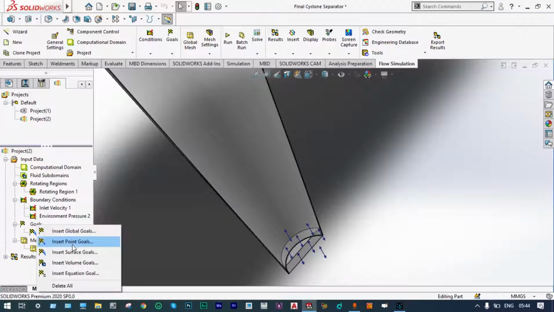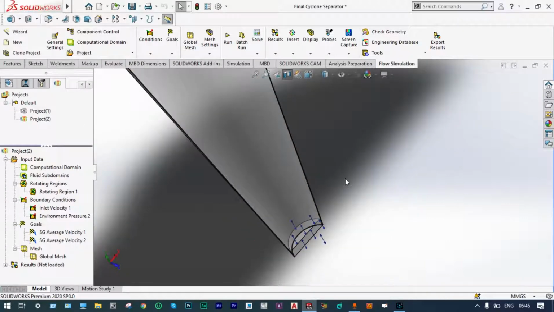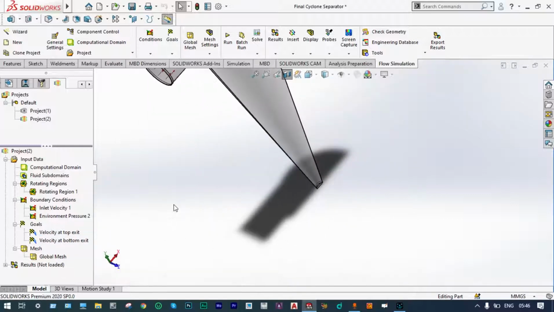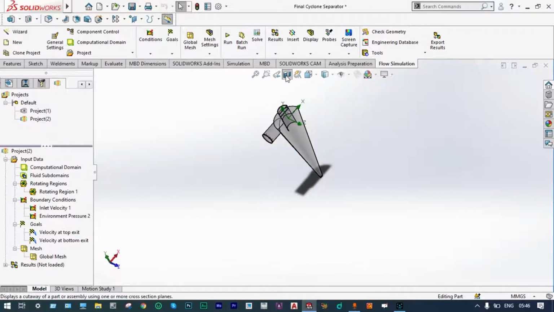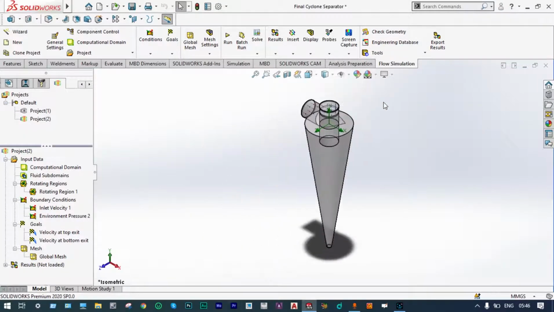Goals. Insert surface goal. You have to have average velocity of fluid at the bottom part. Selected. Two goals we have defined. Now we can rename these things as velocity at top exit, and the second one we can rename as velocity at bottom exit. Both the goals have been defined. Now we can select the complete view of the model and let us see the isometric view of this one.